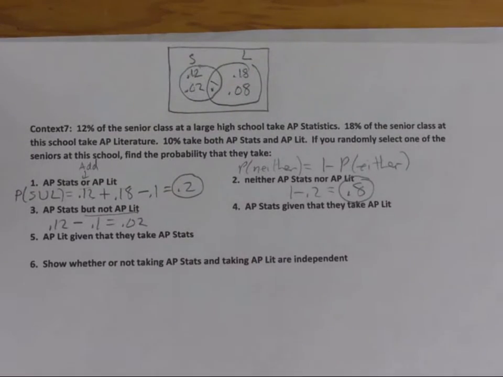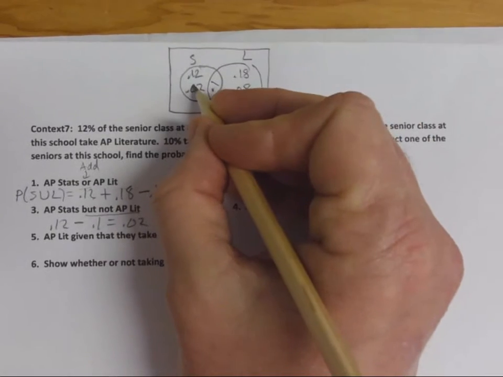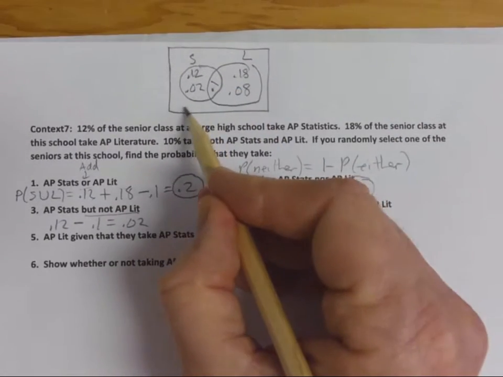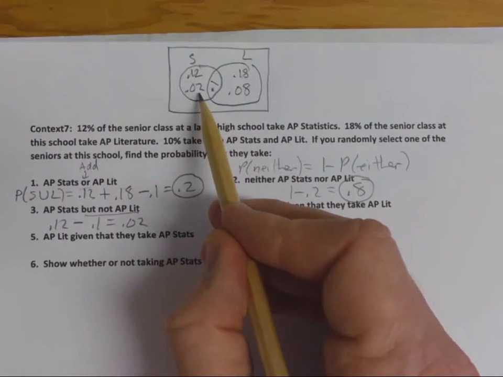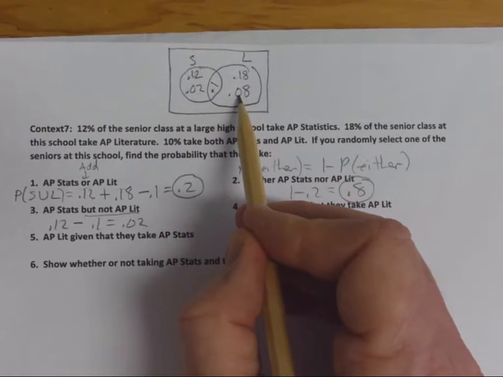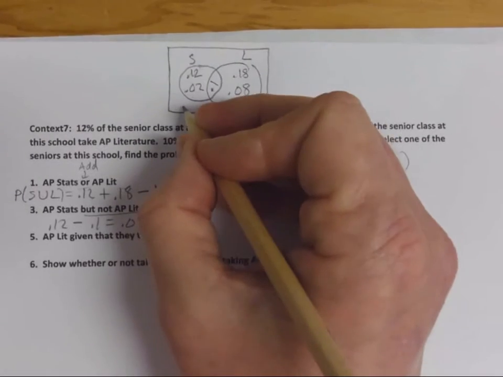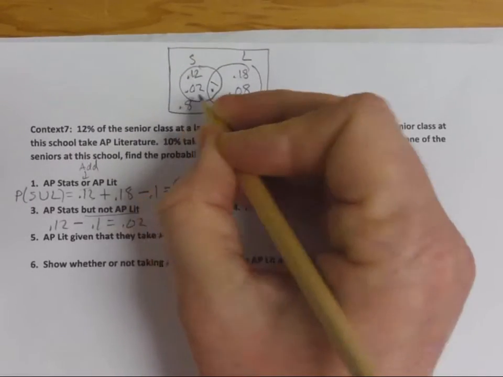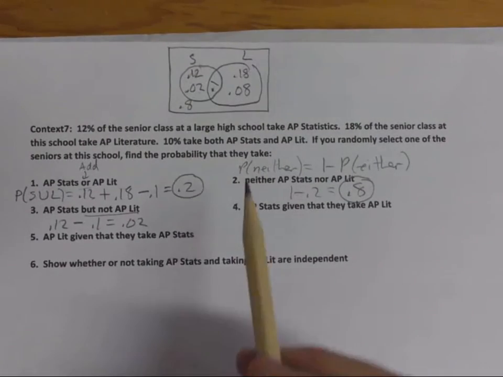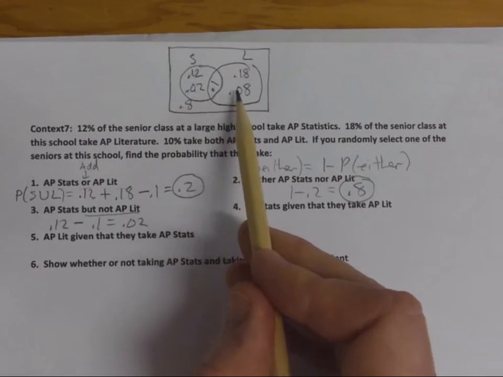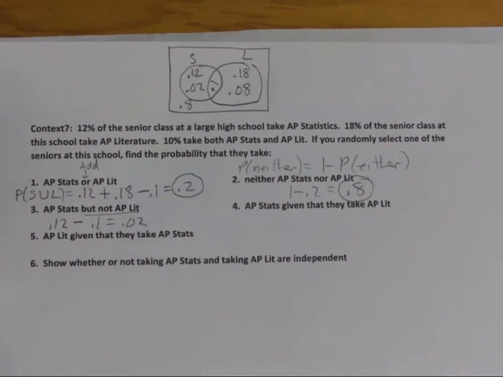So anyway, the last thing about this Venn diagram: what about the area of the outside? Well, the area of the inside, that plus that, is 0.2, and the whole thing has to add up to 100%, so that's 0.8. So these four areas have to add up to 1.